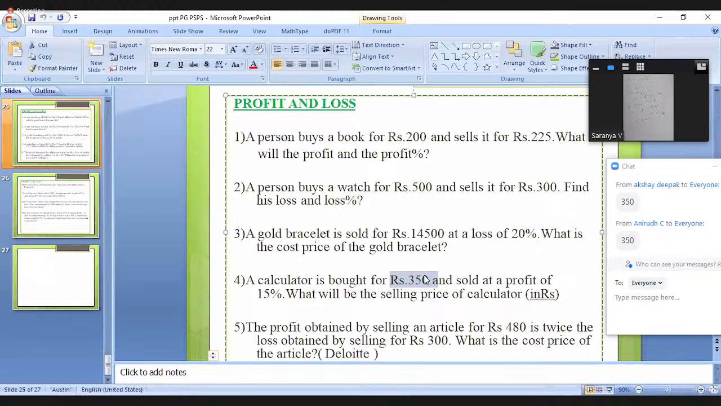Because of that selling price, the person got 15% profit. Yes or no? So how much percentage you have to find now? Post your answers. Very good, Ritik. How much percentage you have to find? Yes. If it is a profit, add with 100. That means cost price, that is 100, plus the profit percentage. If it is a loss, subtract from 100.